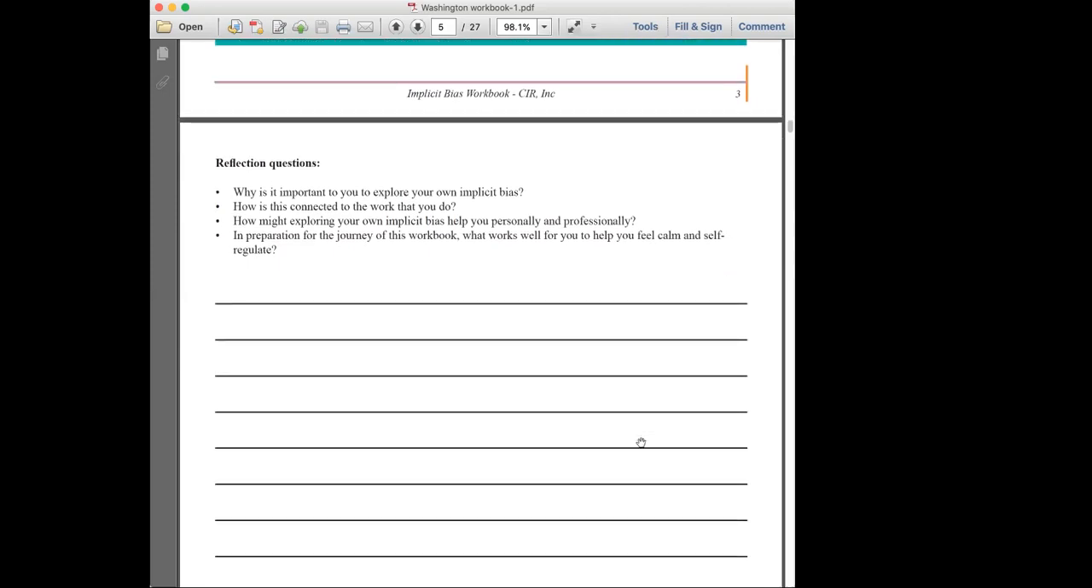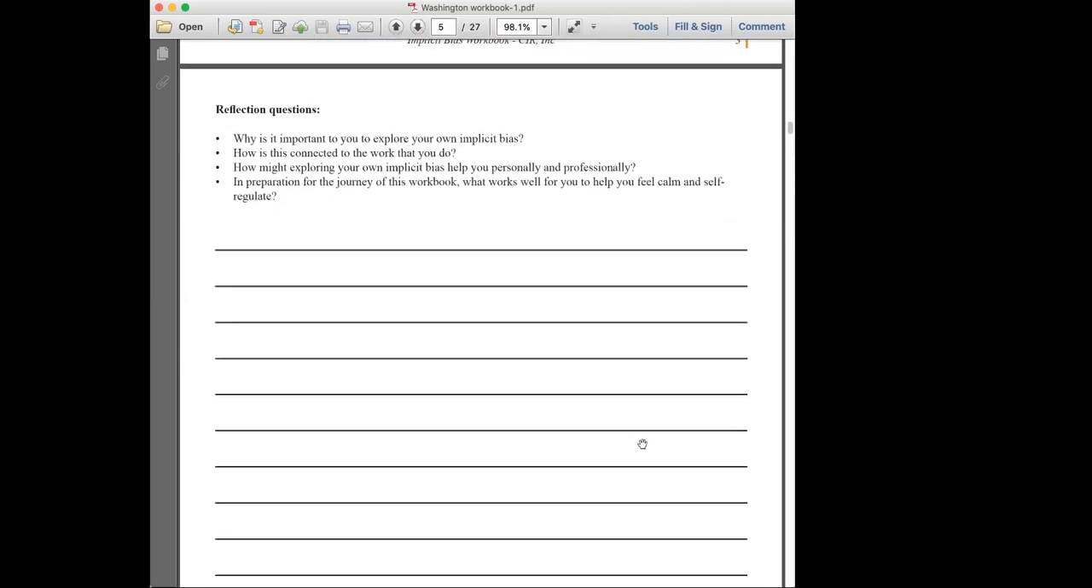So after you're done reading the preface, it starts off by giving you some reflection questions just to start to think about. So before you even start to dive deeper, what is important for you? Why is it important for you to explore your own implicit bias? How is that connected to the work that you do? How might exploring your own implicit bias help you not only personally, but also professionally?